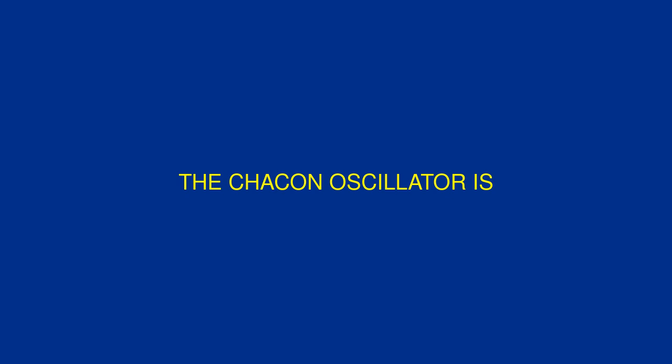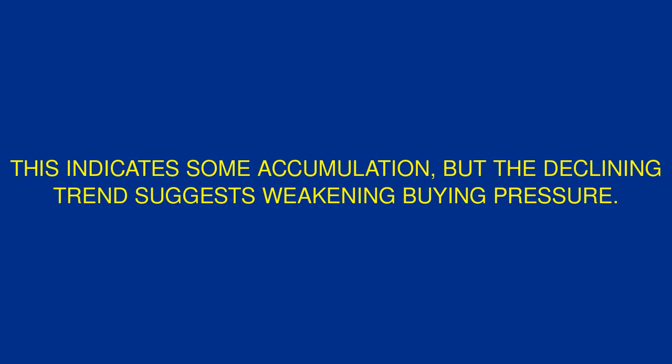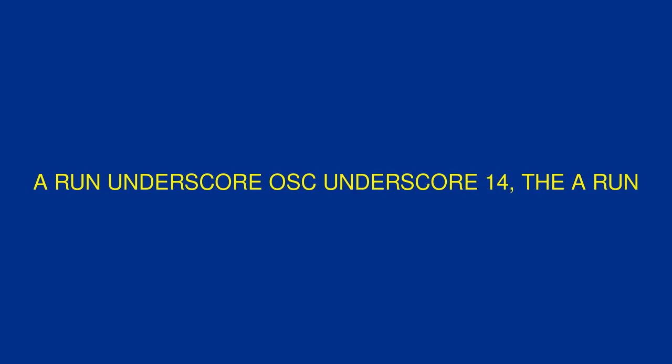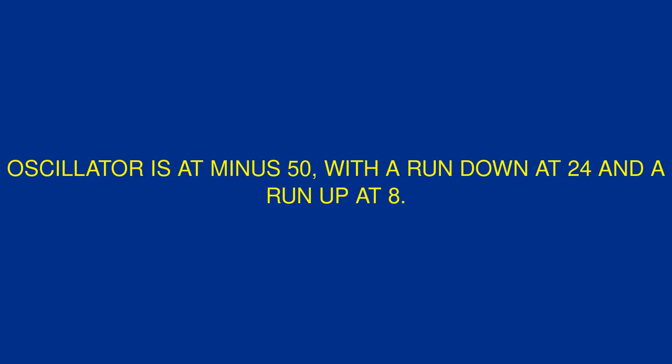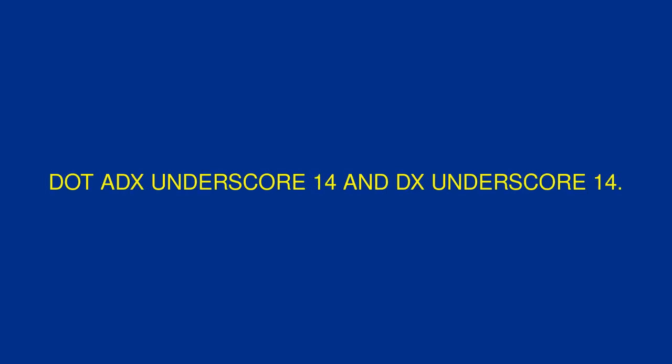Chaikin Oscillator. The Chaikin Oscillator is at 22,118,790, which is positive but lower than previous peaks, e.g., 41,614,454 on May 19. This indicates some accumulation, but the declining trend suggests weakening buying pressure. Other technical indicators. Aroon Oscillator. Aroon_OSC_14. The Aroon Oscillator is at -50, with Aroon down at 24 and Aroon up at 8. This indicates that the recent low downtrend is more dominant than the recent high, reinforcing the bearish trend.